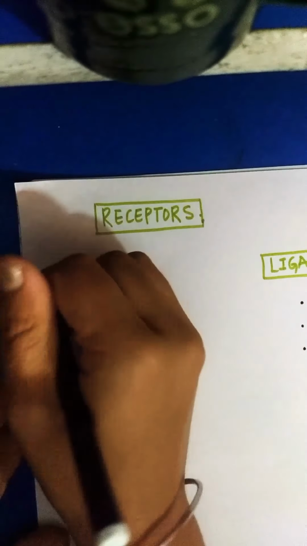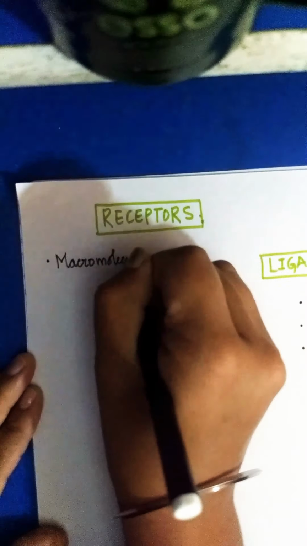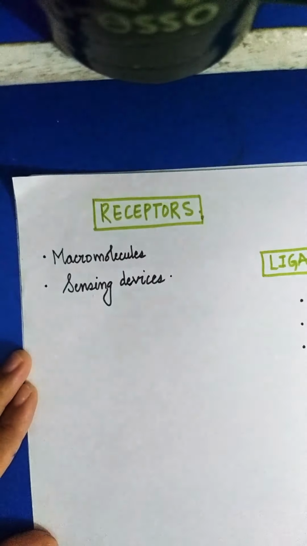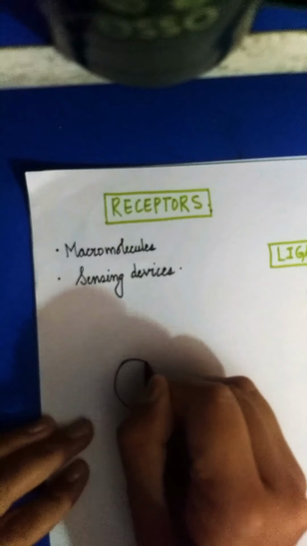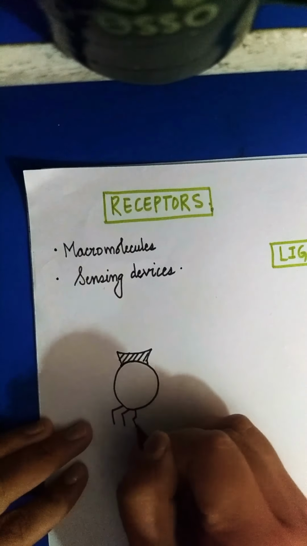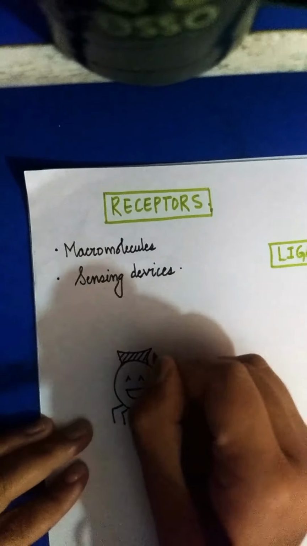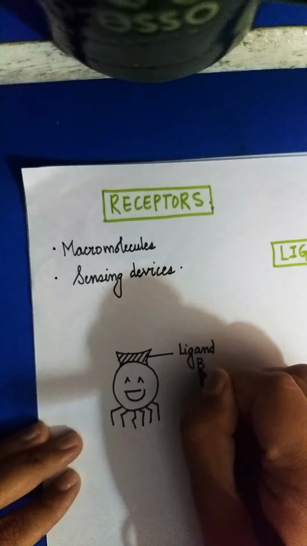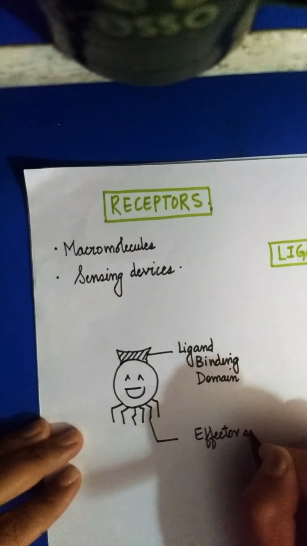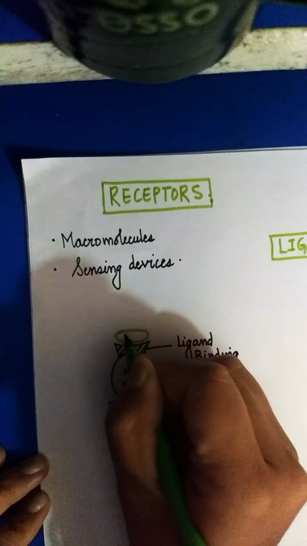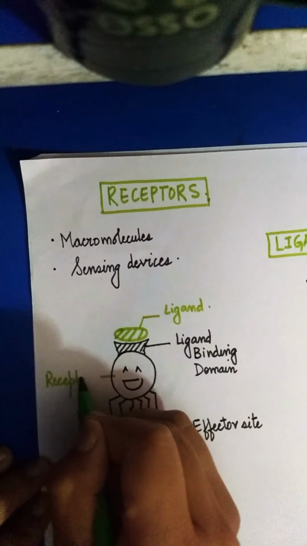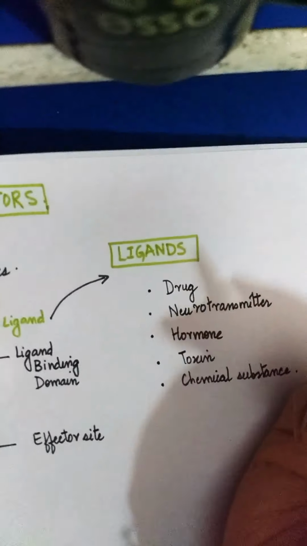Now coming back to the receptors, they are macromolecules and are called the sensing devices. They take information and then transmit it through the cell. Here I am drawing the structure of a receptor and its basic parts. It has a ligand binding domain where the ligand is bound, and an effector site whose conformation is changed when any ligand is bound to the ligand binding site. And when the conformational changes occur in the effector site, that eventually leads to a response.